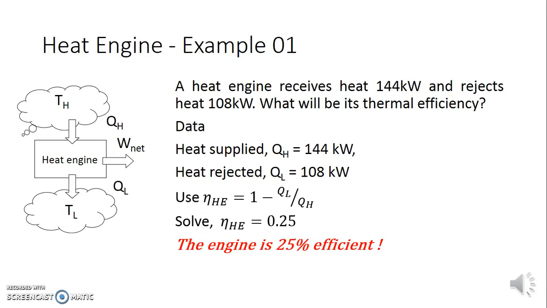efficiency as 0.25. The efficiency of a heat engine is always expressed as a percentage. So one can say this engine is 25% efficient. In other words, it converts 25% of the heat supplied to it into useful work and 75% of the heat supplied is rejected.